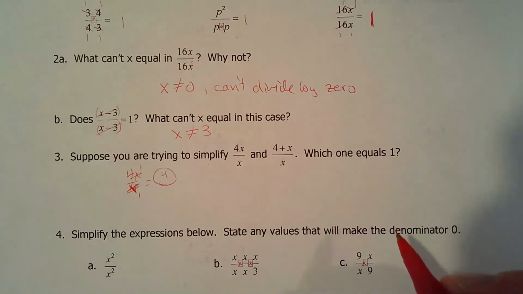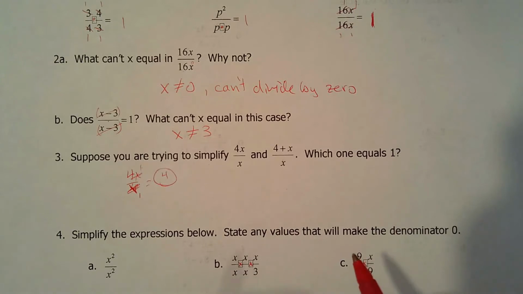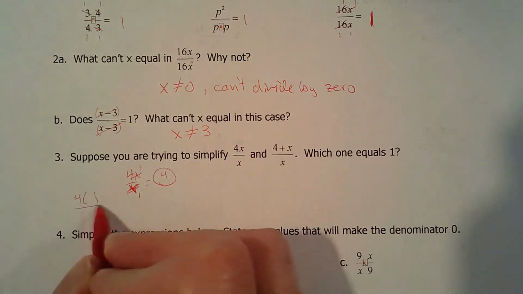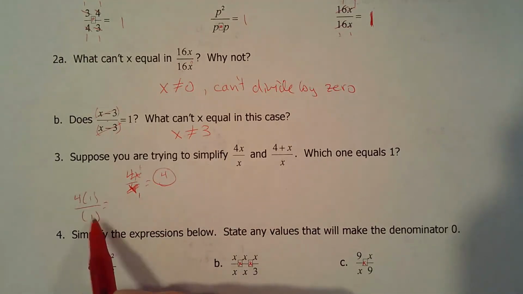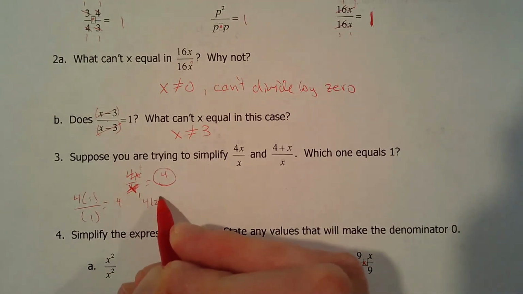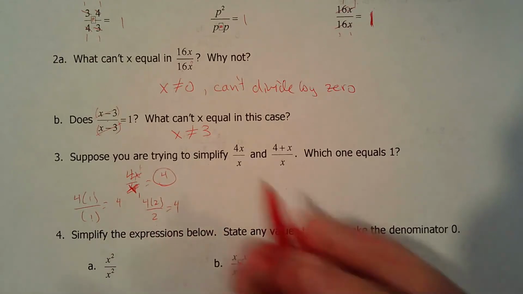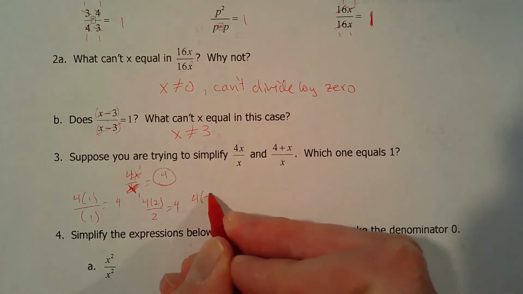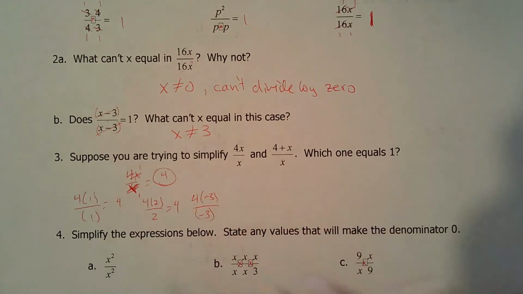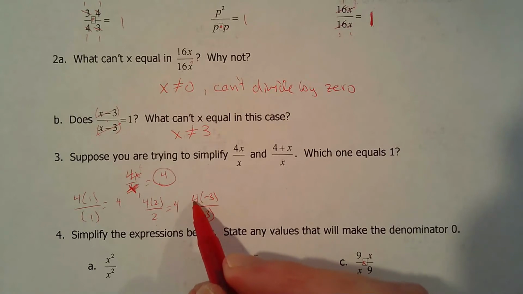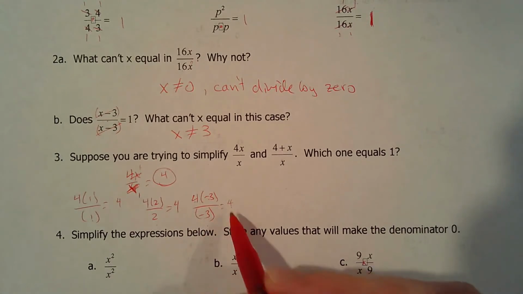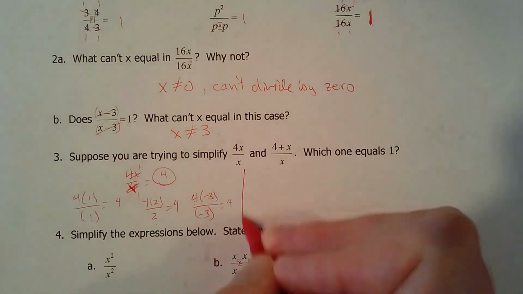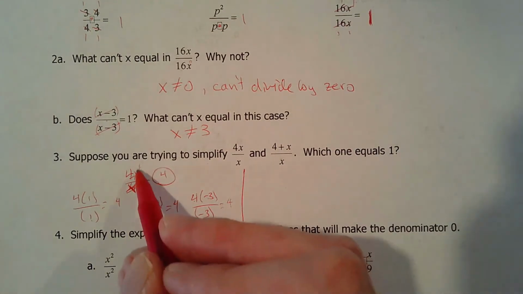So is that true? No matter what I plug in for x, will that equal 4? Let's pick a few things. If I plugged in 1, 4 times 1 divided by 1 equals 4. How about 2? 4 times 2 divided by 2 equals 4. Let's plug in a negative and see if that changes anything. 4 times negative 3 is negative 12, divided by negative 3, yep, that's 4 again. So no matter what I pick here, this one equals 4. So that can be canceled.